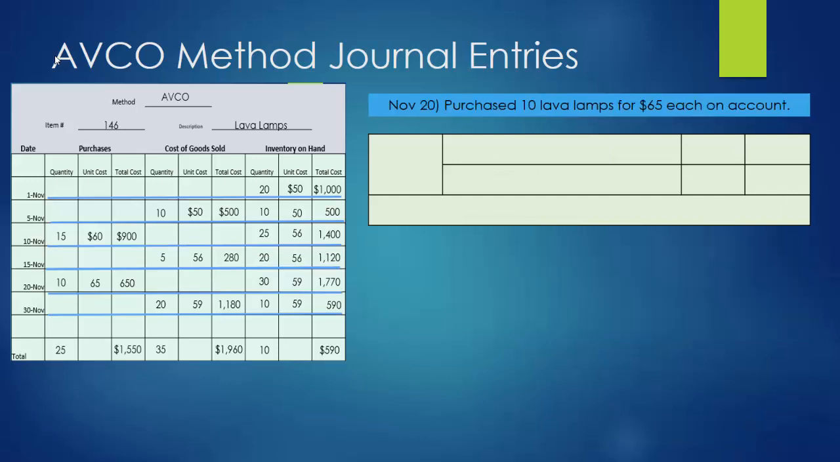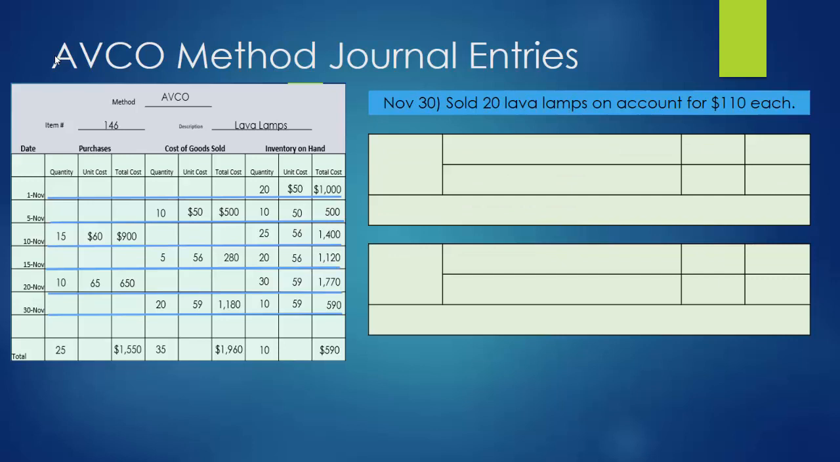And November 20th, when we purchased 10 more at $65 a piece, we're going to take that $650 purchase and put it into our inventory by debiting merchandise inventory for $650 and putting a payable on our books for that $650 that we owe our vendor. We purchased inventory on account.